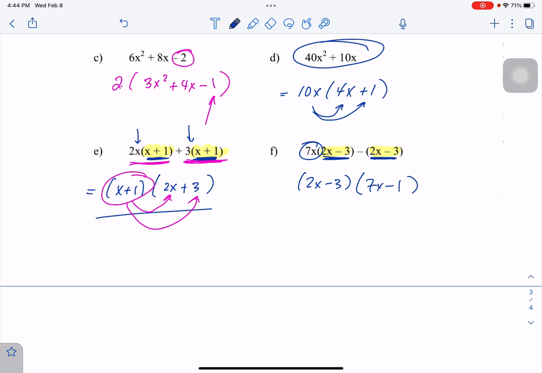If you don't have that 1, we've got the same problem that we did before. If we lose that 1, we're not going to be able to get back to where we started. Let's take a look. Take that bracket and multiply it by 7x. You get the whole thing. Take that bracket, multiply it by negative 1. You get that. If you don't have that negative 1, then we're not getting this term, and that is wrong.